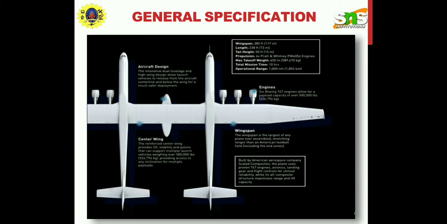The six Boeing 747 engines allow for a payload capacity of over 5 lakh pounds. Wingspan: the wingspan is the largest of any plane ever assembled, stretching longer than an American football field, including the end zones.